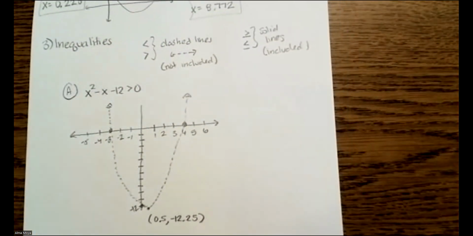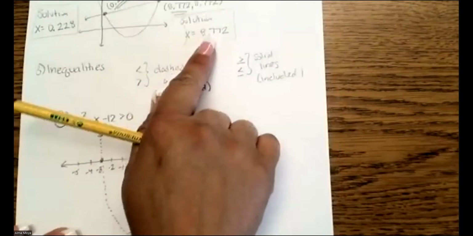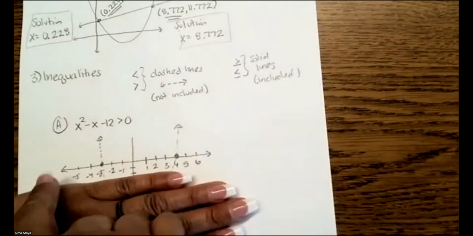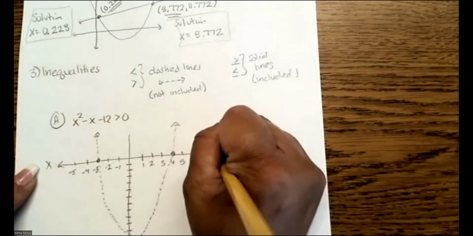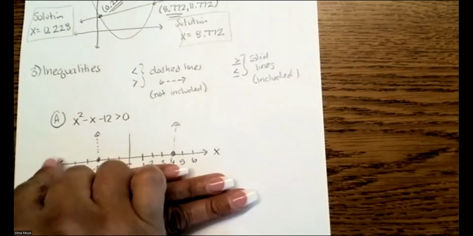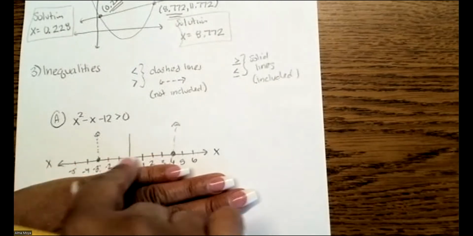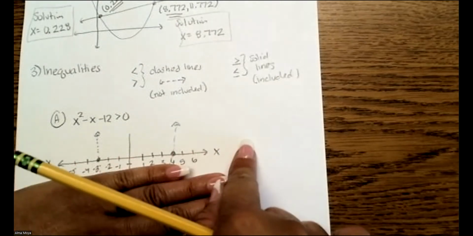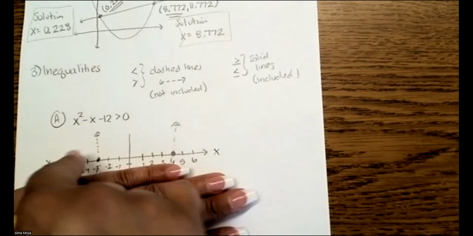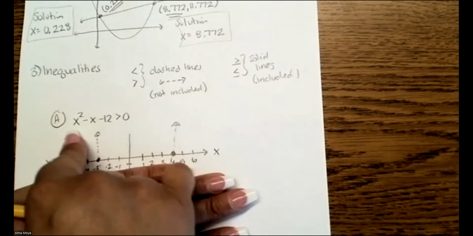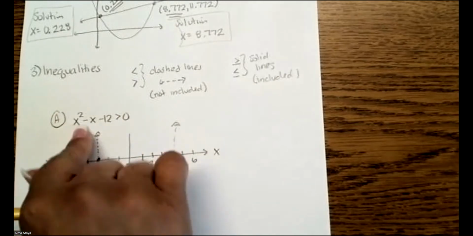Now keep in mind that your solution is going to be basically the x values. I just separated my x line into 3 sections. Here's one section, here's another section, here's another section. I'm going to test a point and see which region is true. And I'm going to test it into the equation right here.